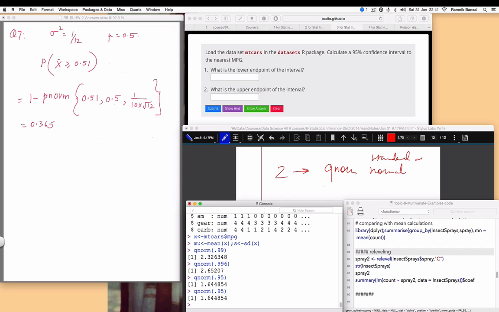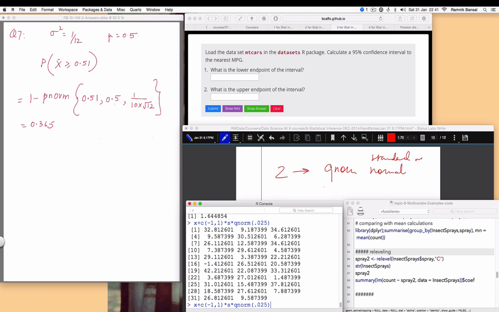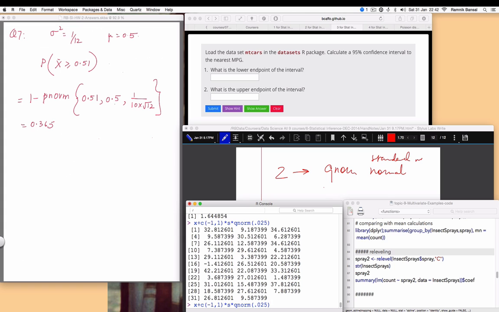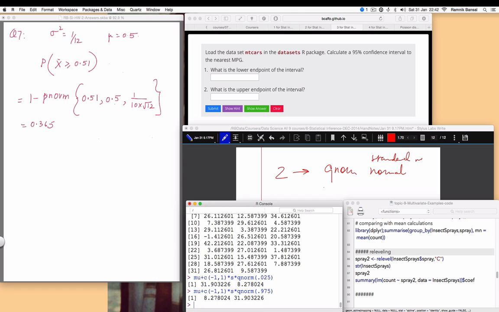We are saying my mean is X, plus. So how do I get this plus minus one? I say minus one, comma one, into the standard deviation, so that is S into Q norm. Both ways will work. Either I take Q norm of 0.025, or if I make it 0.975, I still get the same two answers.